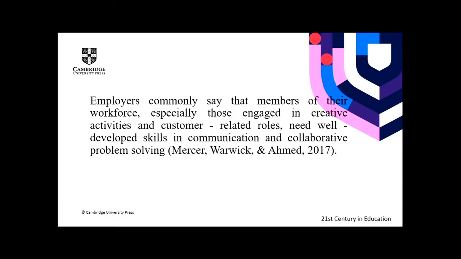There are so many skills that we can find in the literature, but generally Mercy et al. in 2017 mention problem-solving skills, communication skills, and customer-related skills, like needing to sell something to somebody and convince people. So it's really important for teachers because these are our objectives to change the behavior in our classrooms. Also, this is about the employers because our students need to have a future time perspective after school.